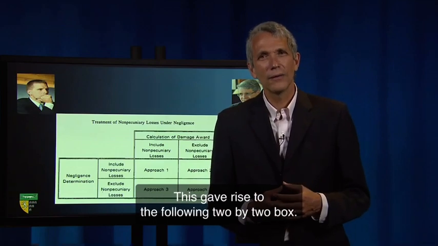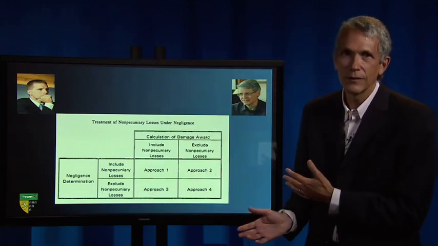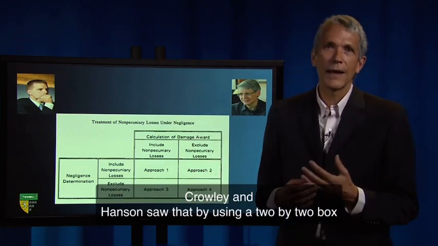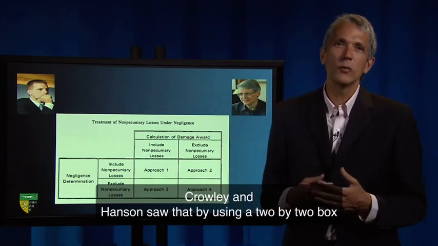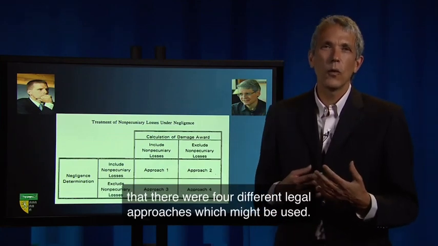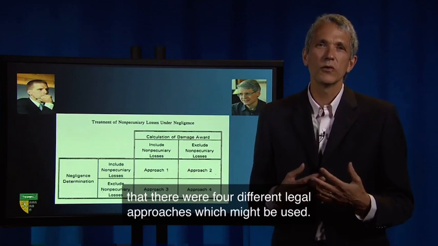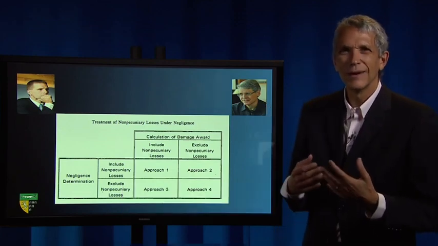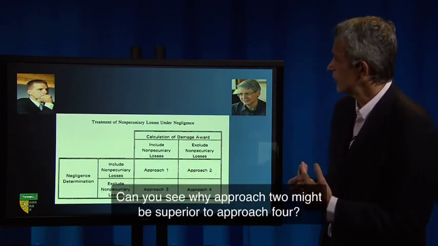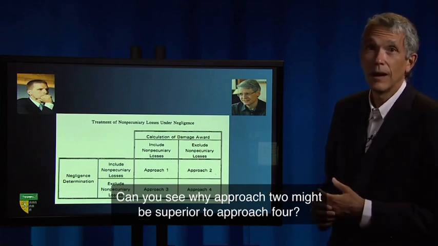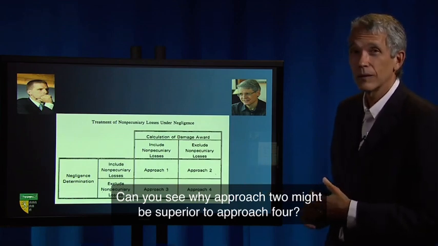This gave rise to the following 2x2 box. Crowley and Hanson saw that by using a 2x2 box there were 4 different legal approaches which might be used. Can you see why approach 2 might be superior to approach 4?